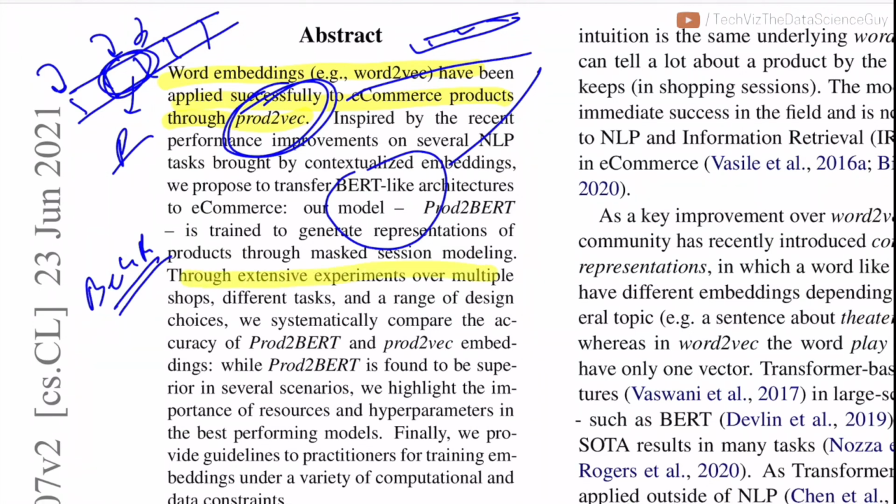Through extensive experiments over multiple shops, different tasks and a range of design choices, we systematically compare the accuracy of prod2BERT and prod2vec embeddings. So yeah, that's the main idea of the paper. So let's move forward and see the rest of the details.